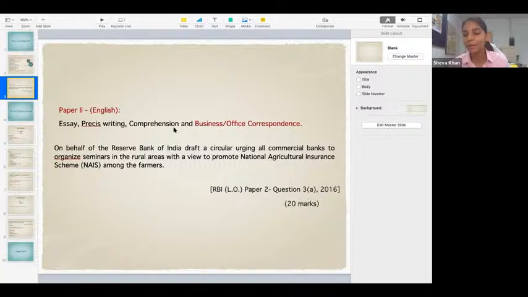But here, correspondence relates to, and I have also put down a question from the previous year paper of 2016. As it says, on behalf of the Reserve Bank of India, draft a circular. So that is an official circular, that here is the office correspondence urging all commercial banks to organize seminars in the rural areas, this and that. So basically, this is what you need to do being in that position. So this is something they desire out of you, and they believe that you should have a command on this.